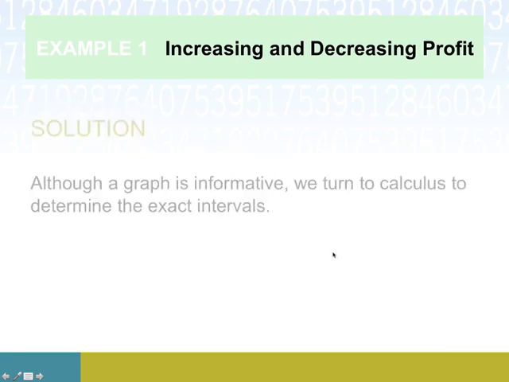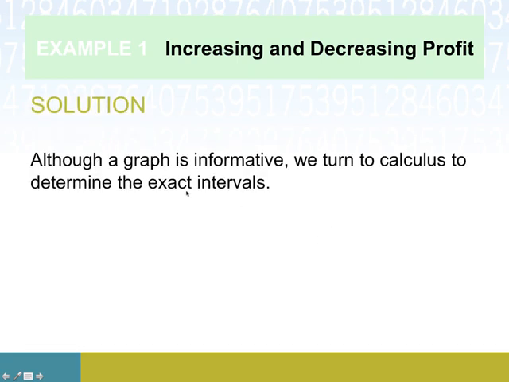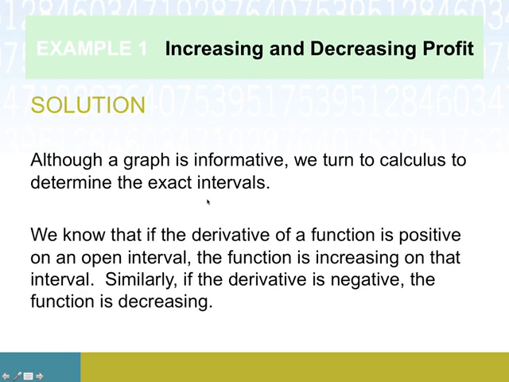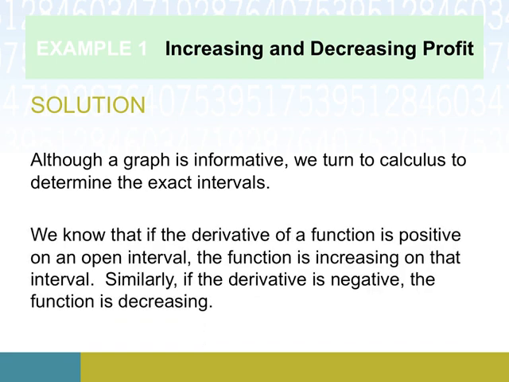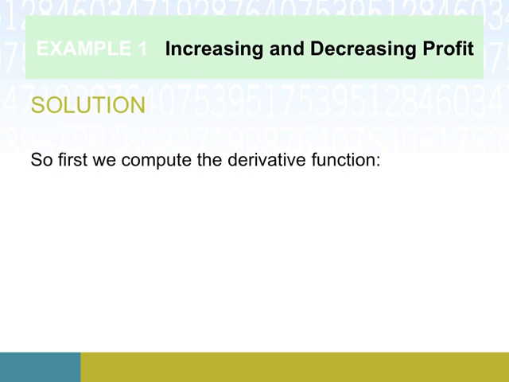But actually, we can do this exactly if we rely on some calculus, basically, the algebra, as it were. So one thing we were just told is that if the derivative is positive on some interval, then we know that function is increasing. And if the derivative is negative, the function is decreasing. So if we can figure out where the derivative of profit is greater than 0 or less than 0, then we can make some claims about increasing and decreasing. Well, first we need a derivative function.